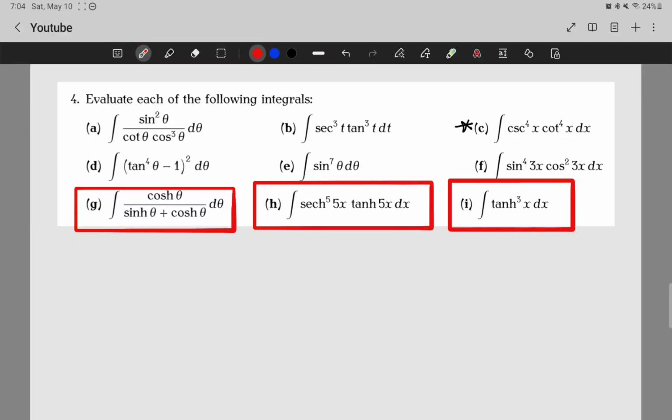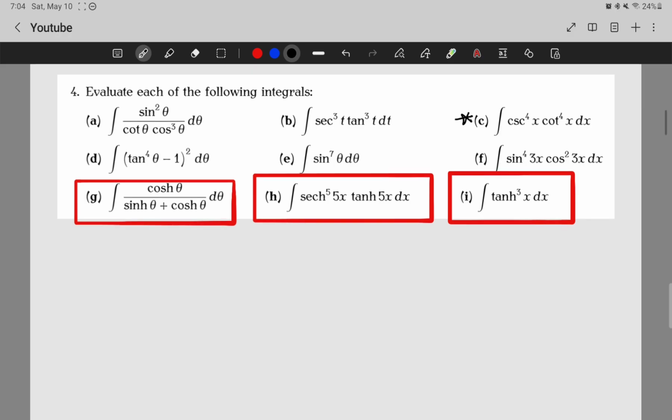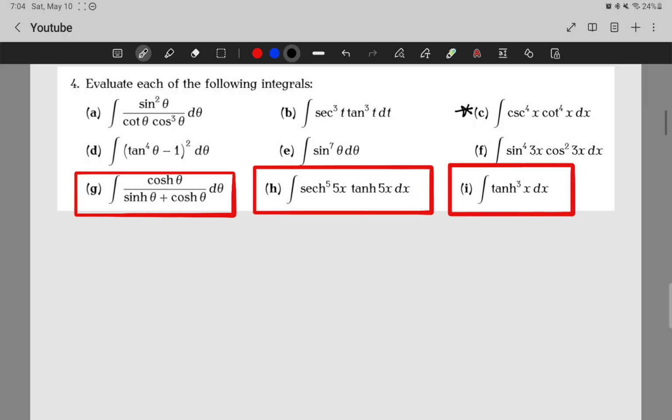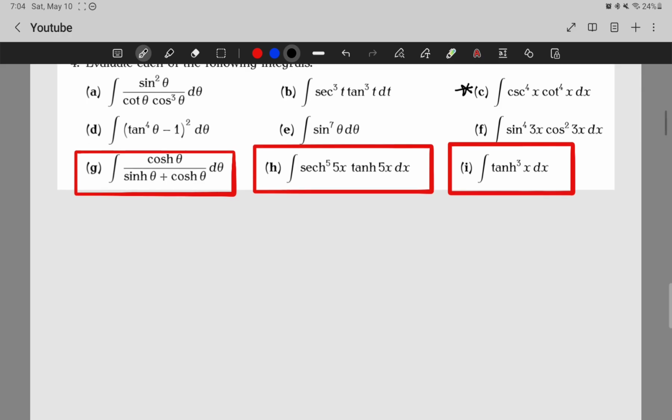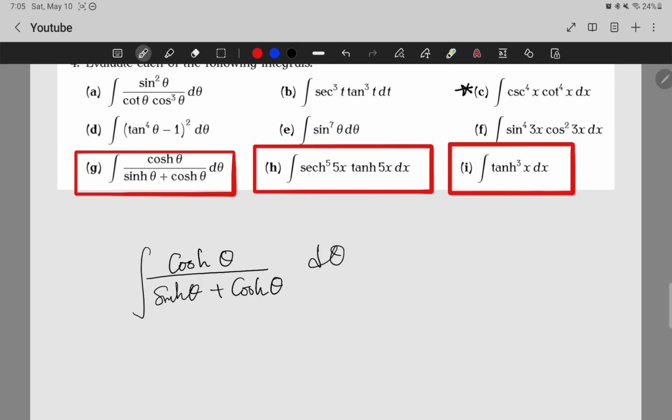Hi all, in this video we're going to look at how to integrate hyperbolic functions, and then we have those three that we're going to work out. That is going to be 4g, h, and i. So let's start with g there. In g we have cosh theta over sinh theta plus cosh theta. So how do we integrate this with respect to theta?